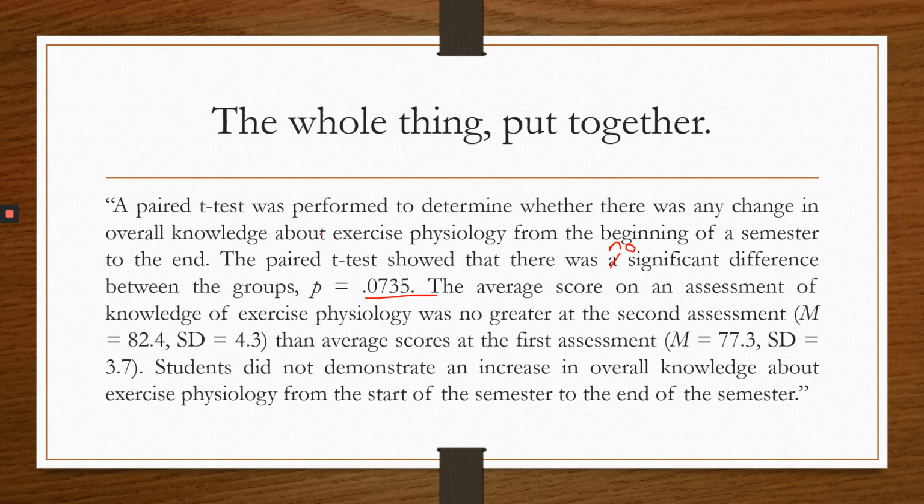So again, first sentence, here's what you did. Here's why you did it. Second sentence, here's what it showed, basically, and here's the number behind that, the technical stuff. Third sentence, here's one group's mean and standard deviation. Here's the other group, mean and standard deviation. And then here's the wrap-up statement. And that's it, guys. That's the whole results section right there.